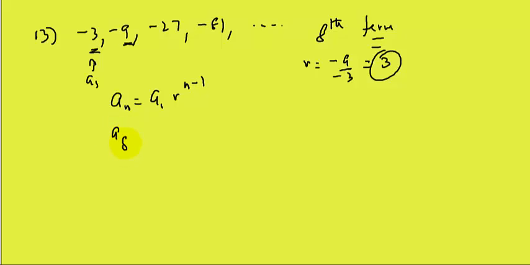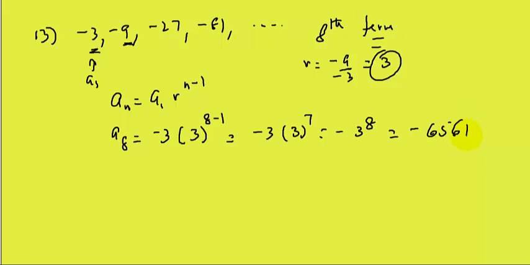So my a sub 8 is going to be a sub 1, which is negative 3, times r, which is 3, to the n minus 1, which is 8 minus 1, so negative 3 times 3 to the 7. So this is really negative 3 to the 8th. Okay, if the numbers get too big, you can leave it just like that, but for right now, we're going to go ahead and use a calculator. Okay, so that turns out to be negative 6,561.